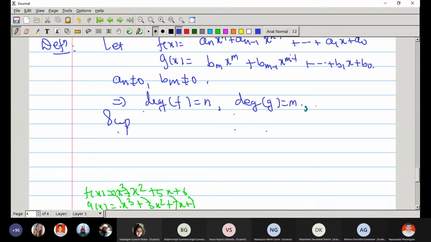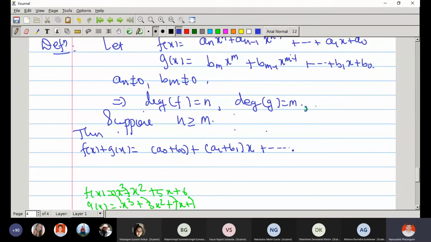So suppose n is greater than or equal to m, then f(x) plus g(x), right? How will you add a naught plus b naught? Constants are added with constants, a1 plus b1 into x and so on. So when I say n is greater than or equal to m, suppose m is equal to 10 and n is equal to 12, then which will come first? am will come first, so am plus bm x raised to m.